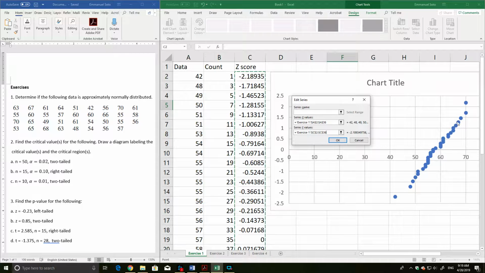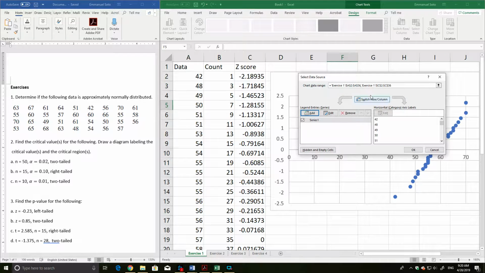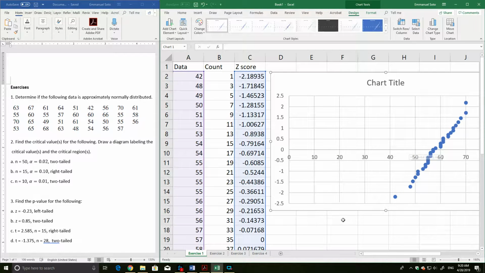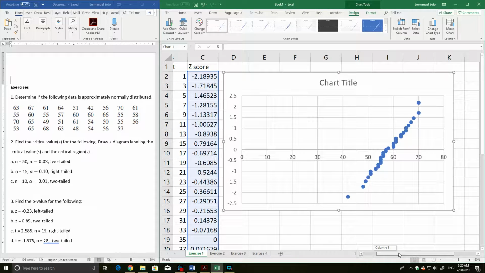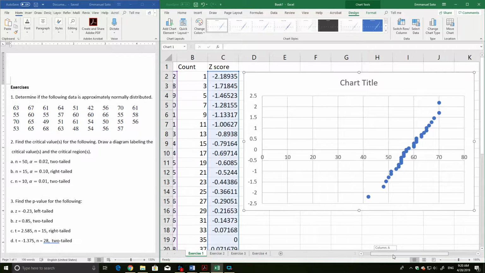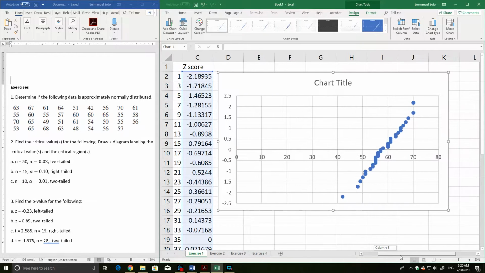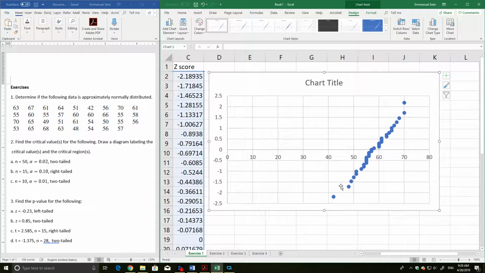Now remember, I said that this graph will probably look funny if the data is not sorted from smallest to largest. So make sure that you do that before you even get to this step. All right, so hit OK for both tables. And now you have a nice looking scatter plot with z-score versus the data. Now, if this data follows a straight line, then we can say that the data is approximately normally distributed. So it looks like it's in a straight line pretty much for the most part.